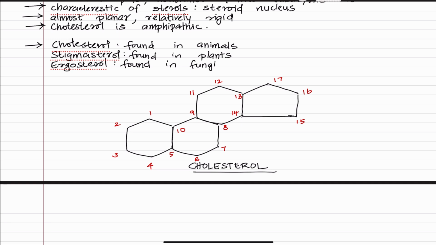Okay, so there's an OH group or a hydroxyl group at the 3rd carbon. I've already mentioned that when I was explaining the amphipathic nature of cholesterol. So let's draw that. OH goes here. This OH group is what makes this compound polar. I'm going to mark that and write polar head group.